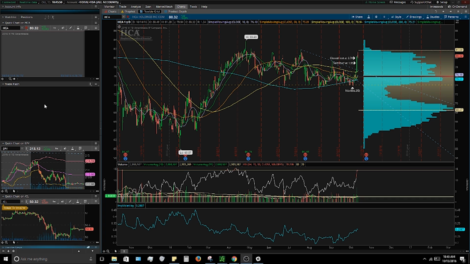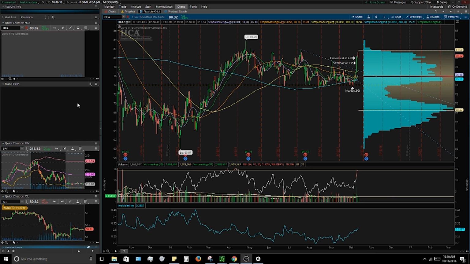Unfortunately, it is after hours, so we can't see anything streamed through right now. But if you don't know what Trade Flash is, it is a gadget that gives market commentary throughout the day. They report anything that's unusual in options and unusual in stocks, any kind of breaking news. It comes right through here, and that's nice to have.